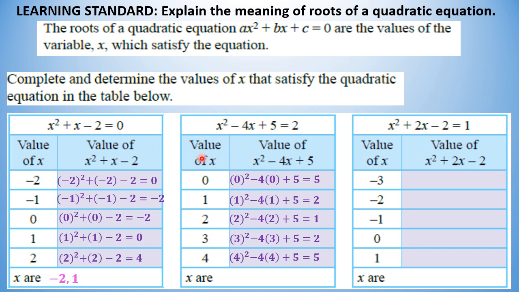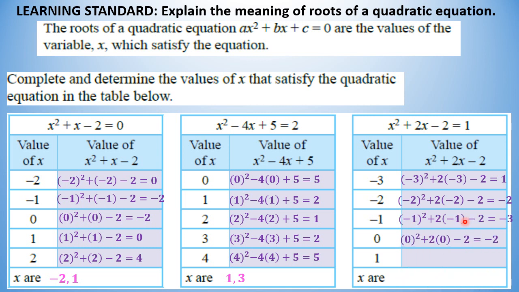So when I substitute in, when x equals 1, you calculate, and then these two answers are equal to the given quadratic equation here on the right hand side, same, right? So x equal to 1 and x equal to 3 are two values that satisfy the equation. So I write the answer here, x equal to 1 and 3. And then this one, you also calculate, repeat the same step.